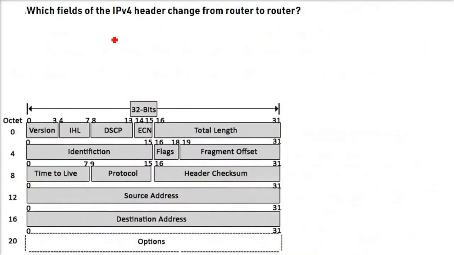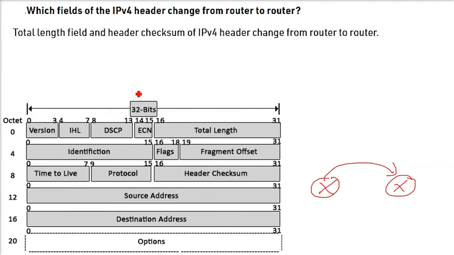Which fields of the IPv4 header change from router to router? So there are certain fields which will remain the same end to end, but some change from router to router. That is, you can say hop to hop. The total length field and the header checksum of the IPv4 header will change from router to router. Total length and header checksum. So you remember in TCP what we make as checksum? Only those fields are made as pseudo header which don't change.